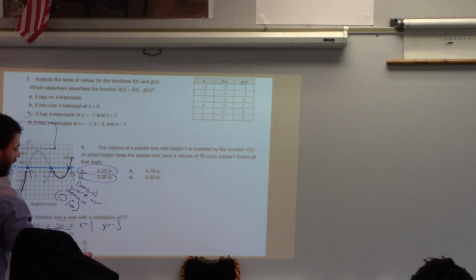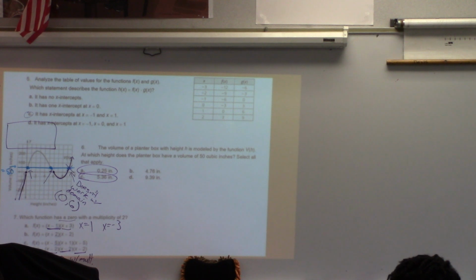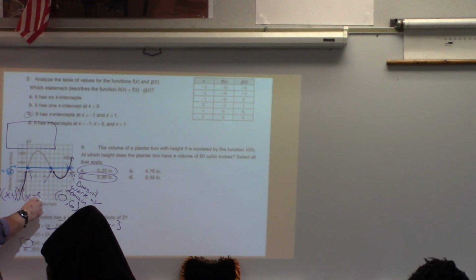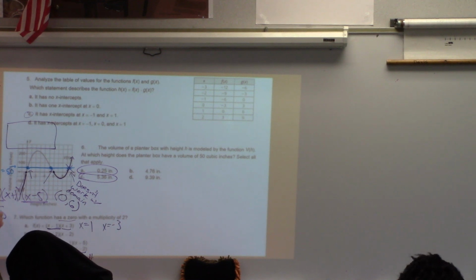How many times that factor shows up, or how many times that 0 shows up in the factors, that's the multiplicity. So which of these has a 0 with a multiplicity of 2? C. And which 0 has a multiplicity of 2? 5. Well, how would we write that? Not just 5, x equals 5, right? So x minus 5 times x plus 1 times x minus 5. That shows up twice, so x equals 5 has a multiplicity of 2.